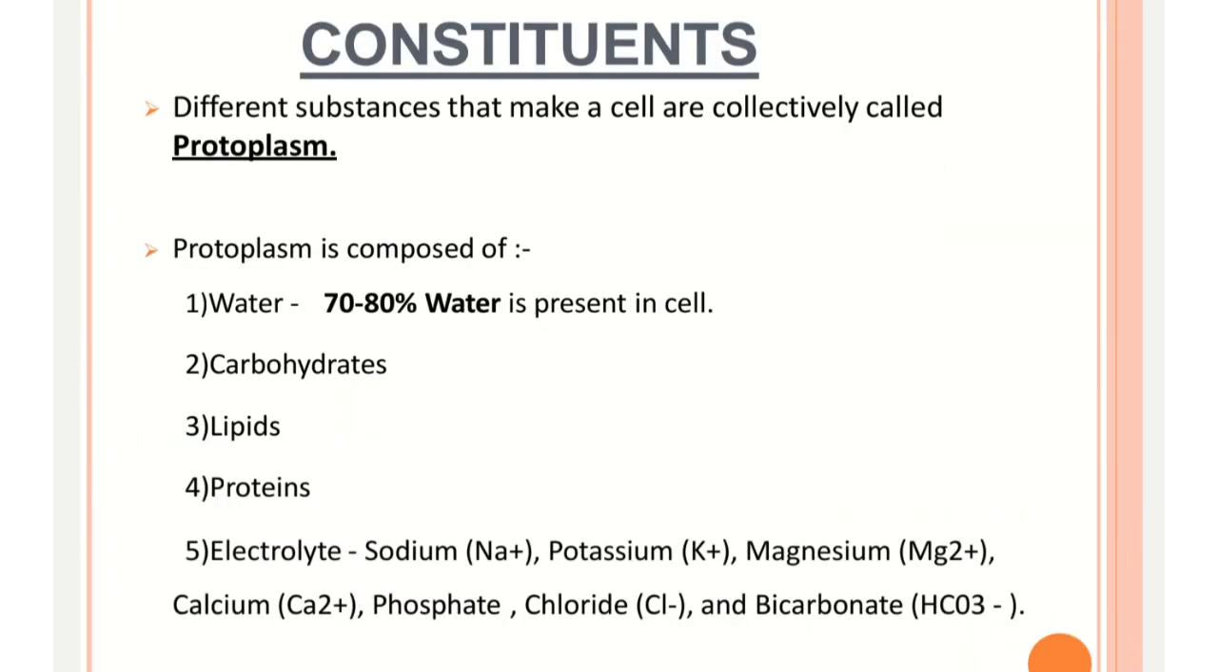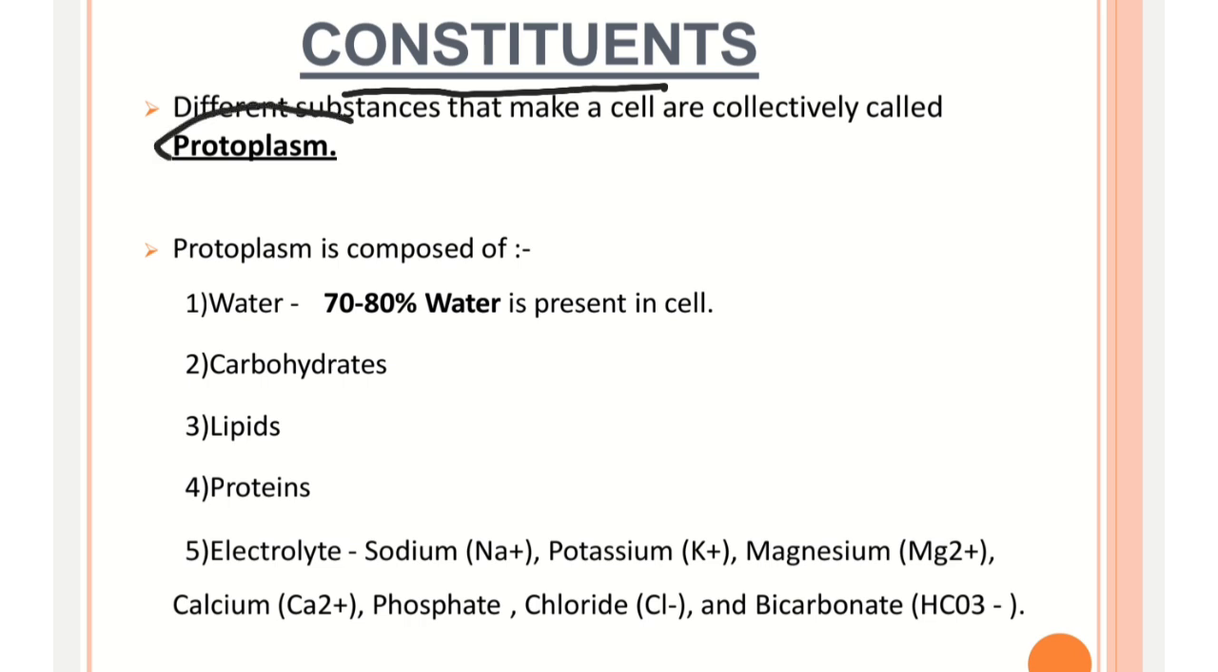After that, constituents. Constituents क्या होते हैं? Now let's talk about the constituents of a cell. The substances that together form the inside of a cell. These substances are collectively known as protoplasm. Protoplasm is often called the living substance.